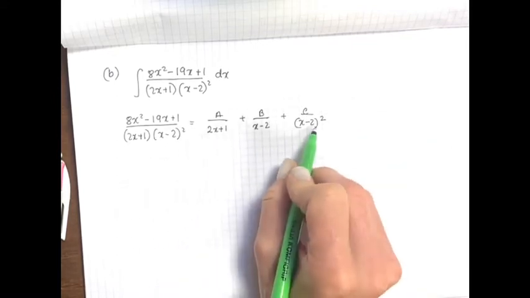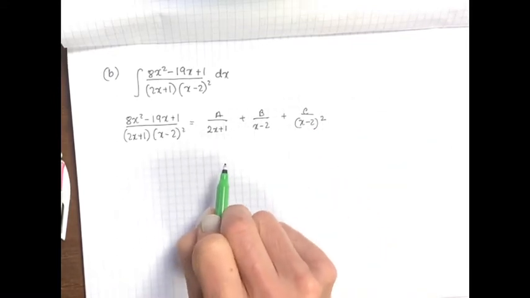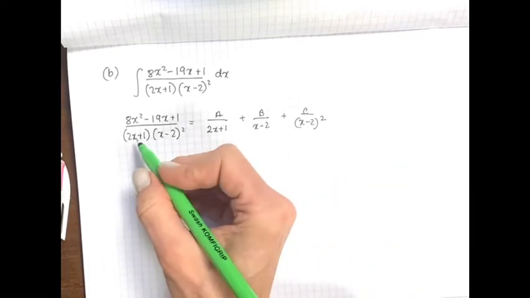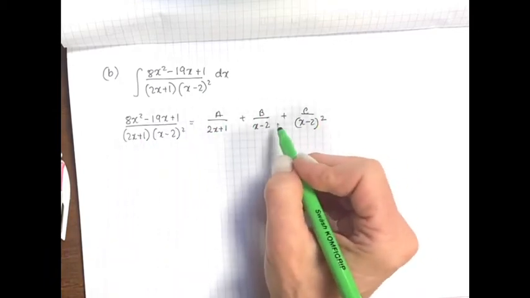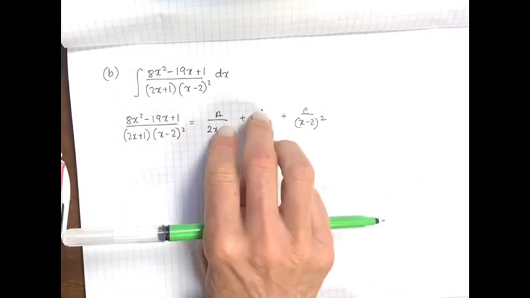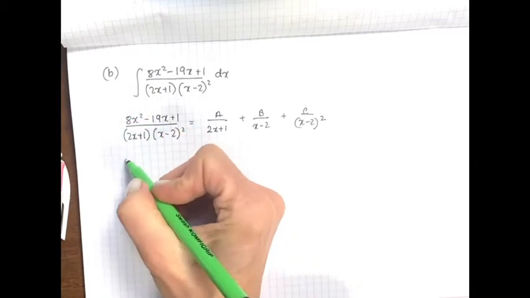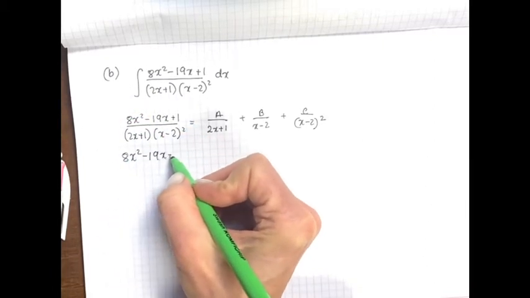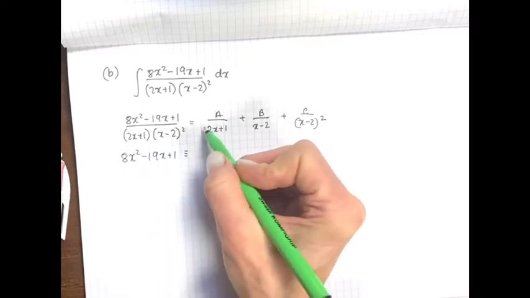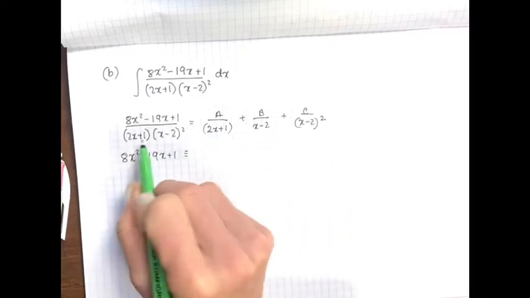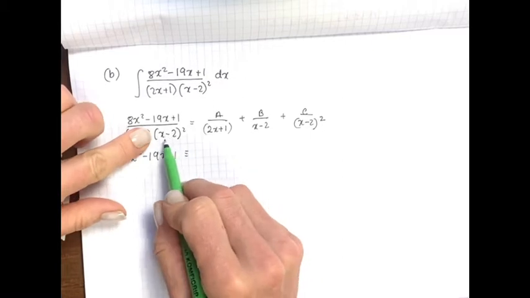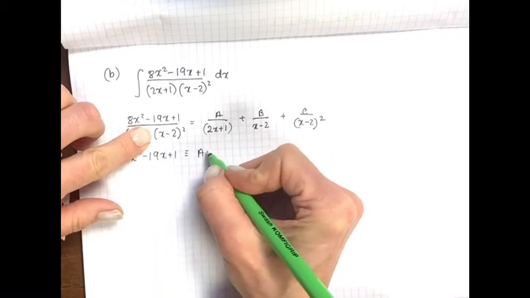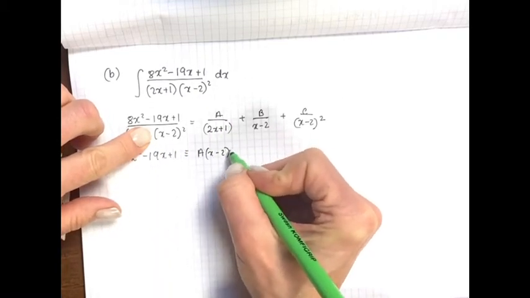So remember, repeated factor, you need to account for both possibilities. Okay, so we're going to bring these to common denominator, or imagine multiplying through by this denominator. So 8x squared minus 19x plus 1 is going to be, well, A has got 2x plus 1, so you need to times it by the other thing, so x minus 2 squared.